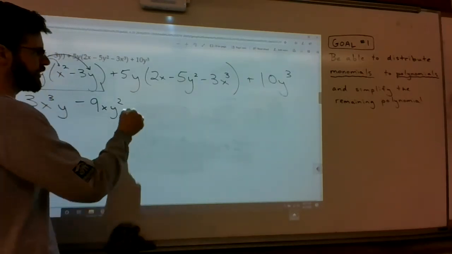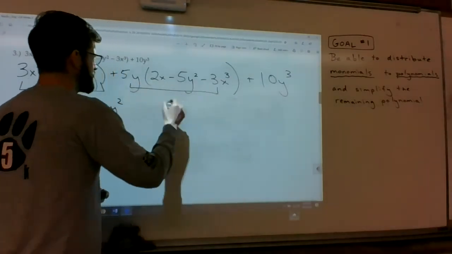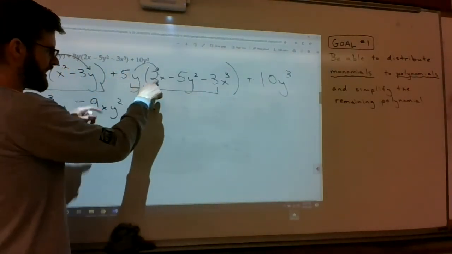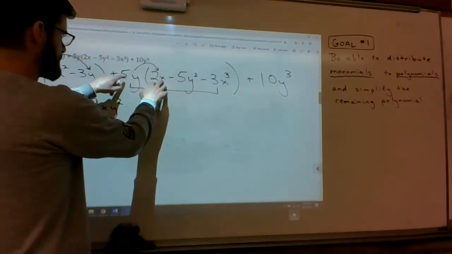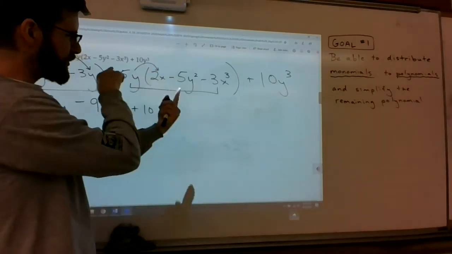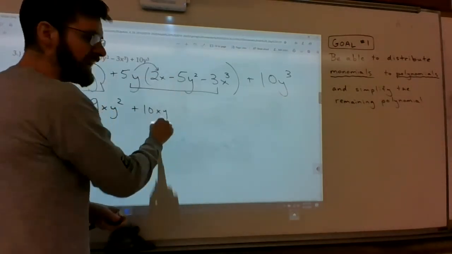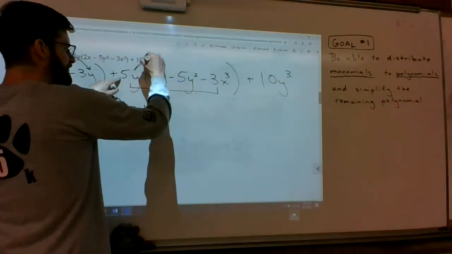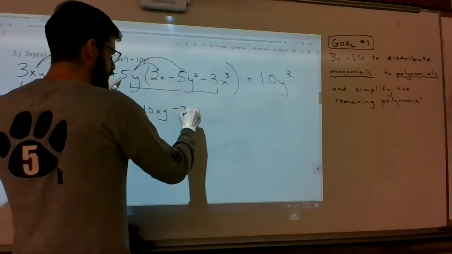Our second group should go a little quicker because I think we're doing a little bit better. A positive 5y times a positive 2x is 2 times 5 is 10. yx, I'm going to flip those around and just make it xy. Again, the commutative property allows me to do that. Positive 5 times negative 5 is negative 25.